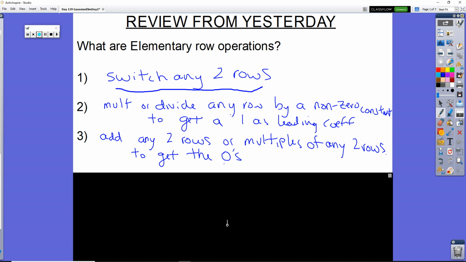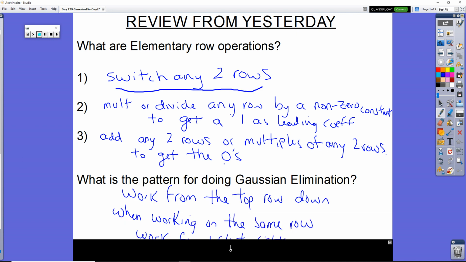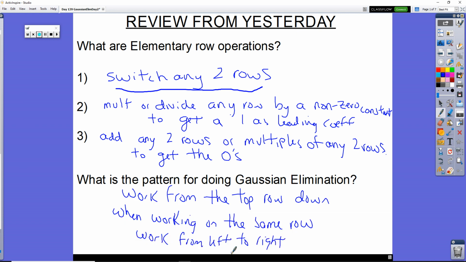Now, the pattern that we're going to work in for Gaussian elimination is we're going to work from the top down. So we're going to start on the top row first. And once that's all set, then we're going to work on the second row. And once the second row is all set, we're going to work on the third row. And we're also going to work from left to right. So if there's more than one thing to be done on a particular row, first you take care of what's in the first column, then you move over and work on what's in the second column, and so on and so forth.